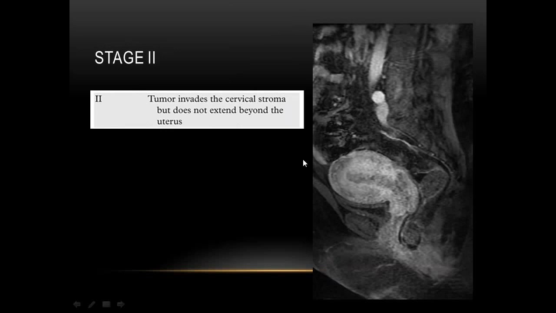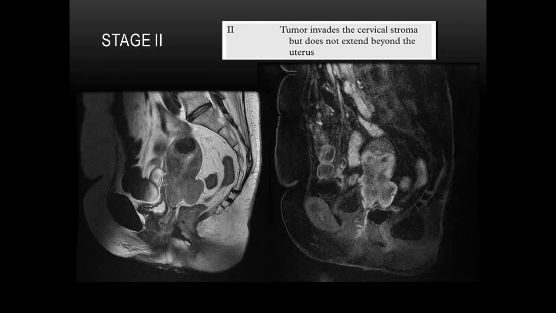Okay. Stage 2, tumor invades the cervical stroma but does not extend beyond the uterus. And on our post-contrast, we see the endometrial cancer extending into the cervix. Involvement of the cervical stroma is different than the endometrial cavity extending into the endocervical canal. If it's in the endocervical canal, it is not considered stage 2. It's still considered stage 1B, okay, or 1A, depending upon the myometrial invasion.